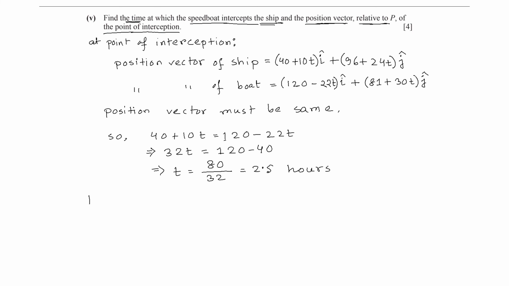So 2.5 hours after 1600 hours, they will intercept. So let's find the time. Time is 1600 hours plus 2.5 hours, which is equal to 1830 hours.